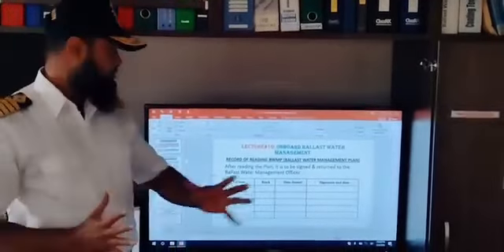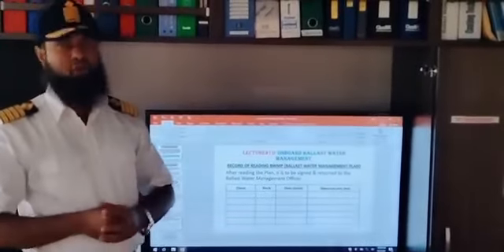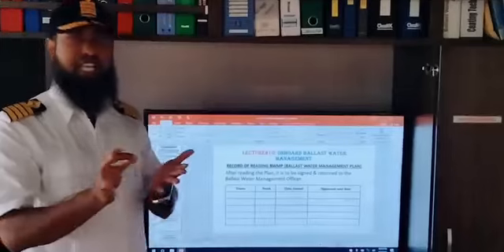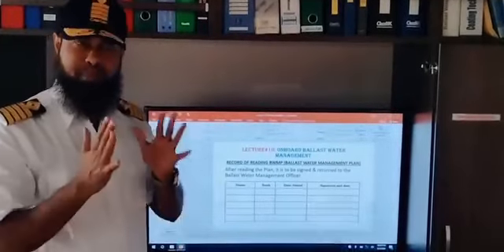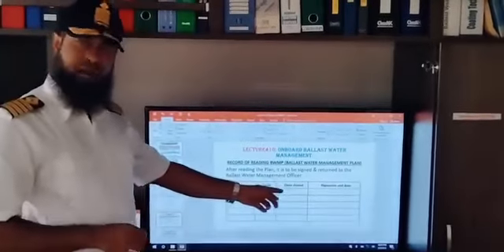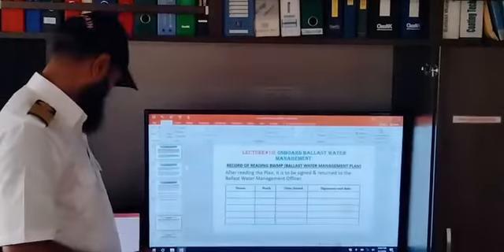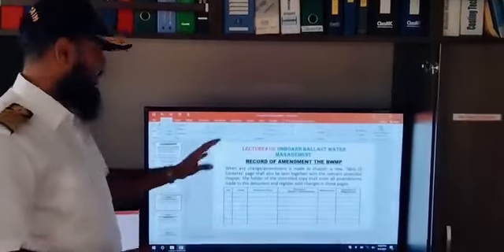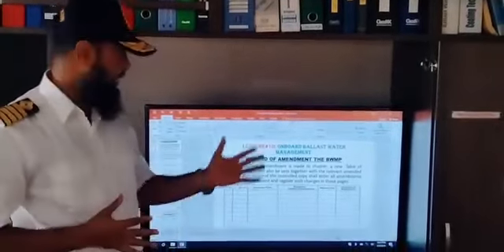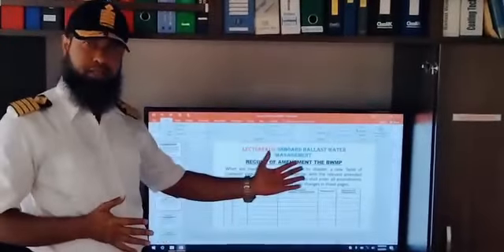So now, whenever management level officers and engineers join the vessel, they must read the ballast water management plan for that ship, and after reading and understanding, they have to put their signature here. And whenever any change comes to the ballast water management plan, that must also be recorded here.